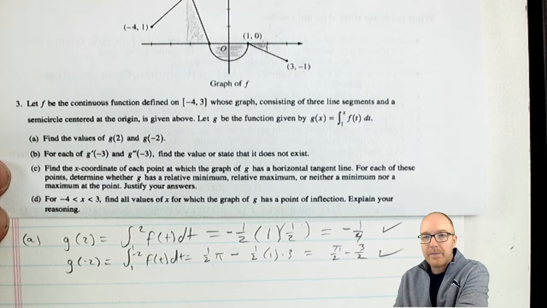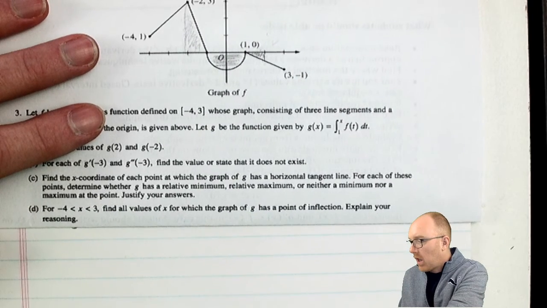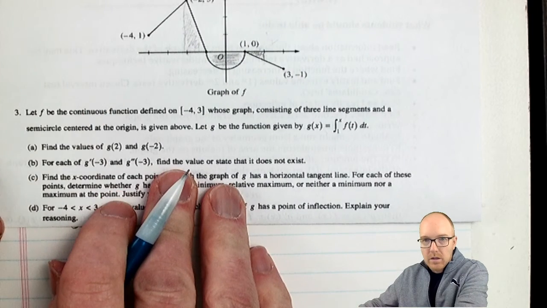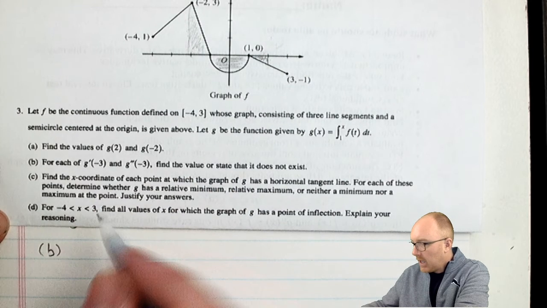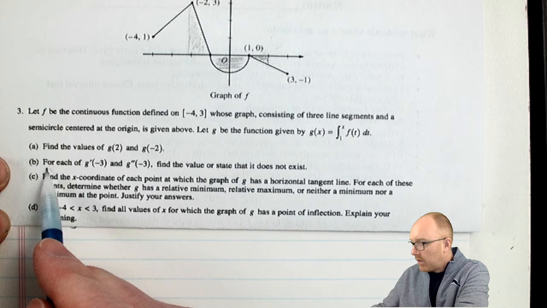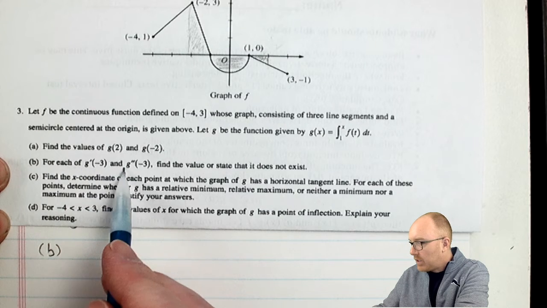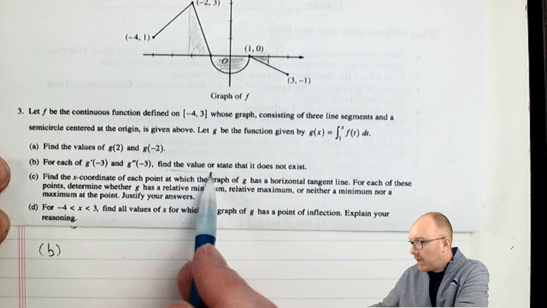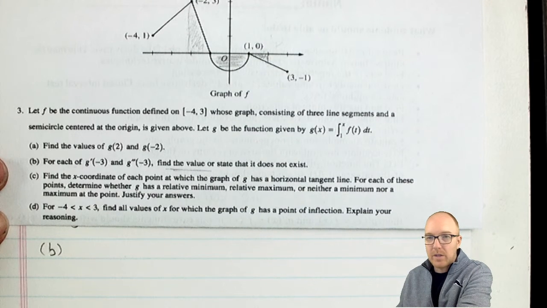Okay. So that's part A. Let's look at part B. For each of g prime of -3 and g double prime of -3, find the value or state that it doesn't exist. So they're trying to trick you with that second part. I'm telling you that right now.